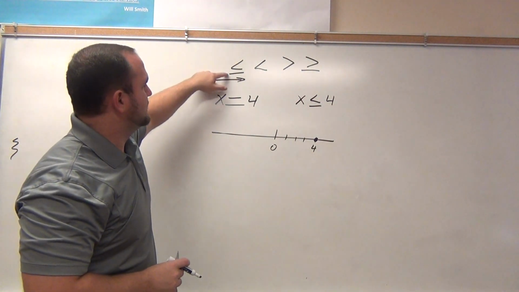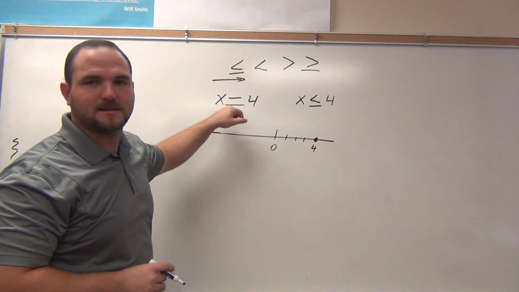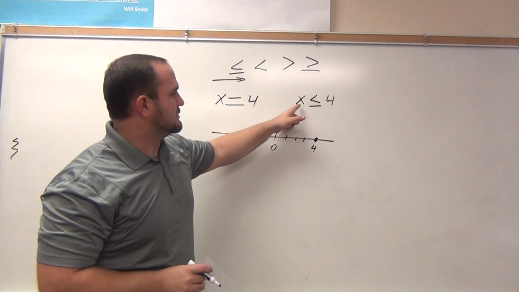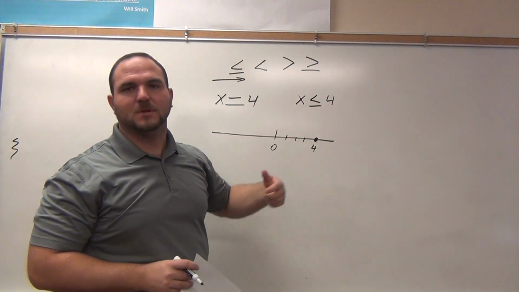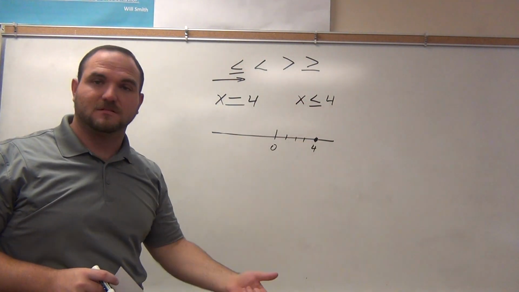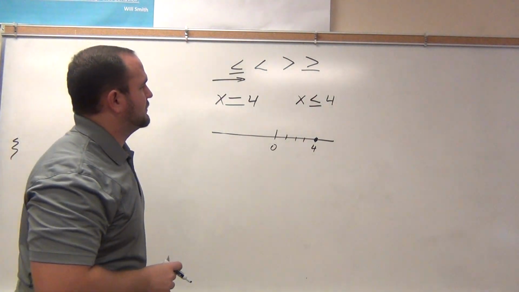Now this one has a line underneath it, so it's less than or equal to. That means it can be that same number. So like this, it'd say X is less than or equal to 4. That means it could be 4 or anything less than 4, like 3, 0, negatives, something along that.